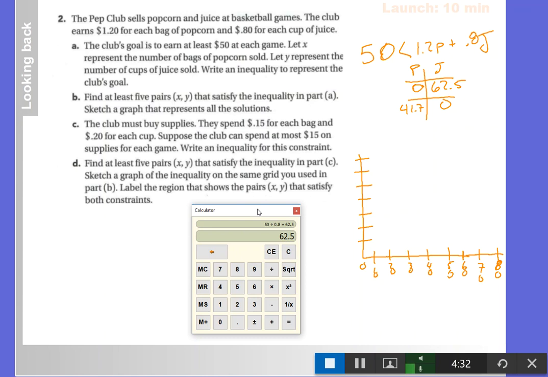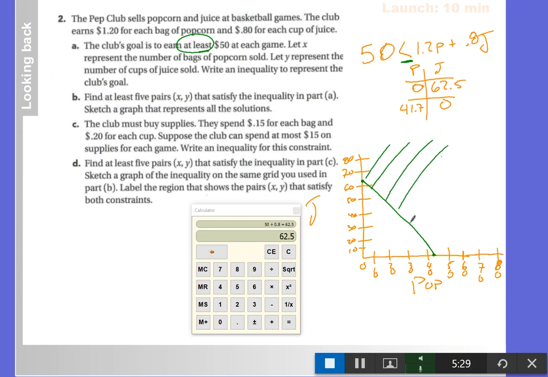Okay. All right, so, and we'll call this popcorn and juice. So we have 10, 20, 30, 40, 50, 60, 70, 80. All right. So if we sell zero popcorn, 62 juice, just over 40, right? Now clearly if I sell 0 of each, then I know that, oh, at least. So I could make 50, so that's an equal sign. So we have a closed line. So if I sell 0 of each, I'm not going to get my $50. So clearly, I'm going to have to shade this side here.